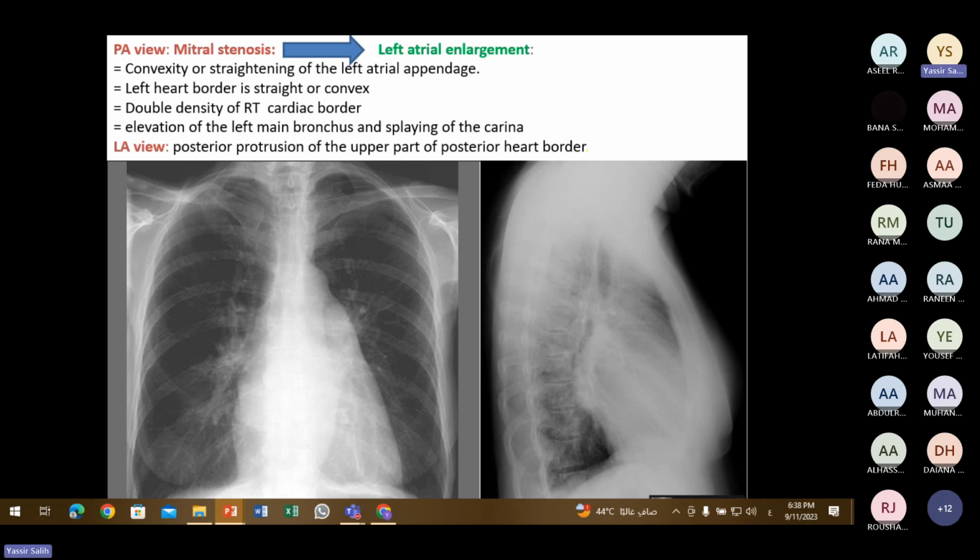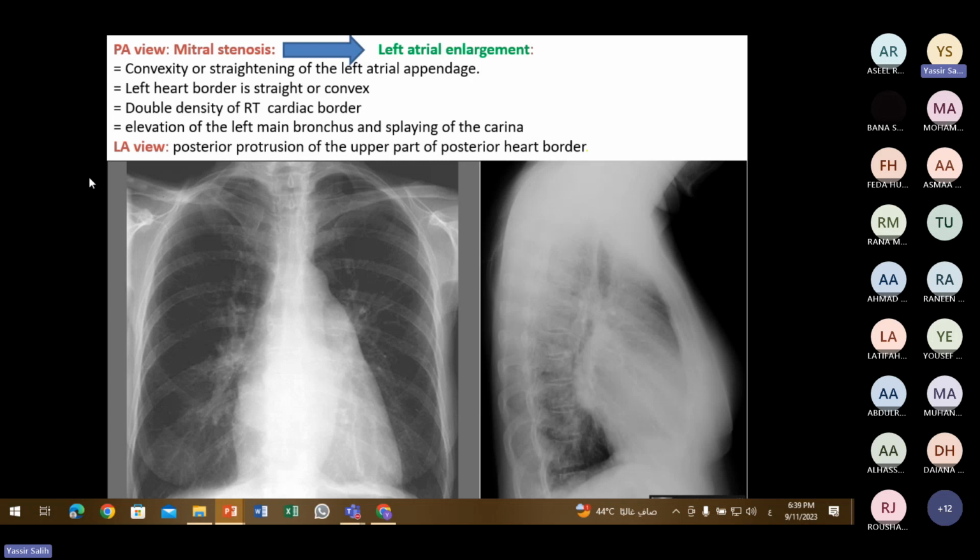Now let's talk about a patient with mitral regurgitation or mitral stenosis. This may affect the heart chamber, and there are many manifestations of mitral regurgitation or mitral stenosis, and this affects the left atrium. We get left atrium manifestations, left atrial enlargement due to mitral regurgitation or mitral stenosis. What are the signs of left atrial enlargement due to mitral regurgitation or mitral stenosis?